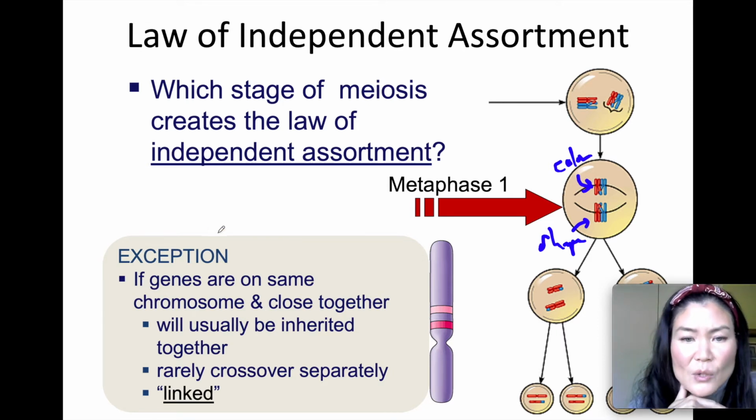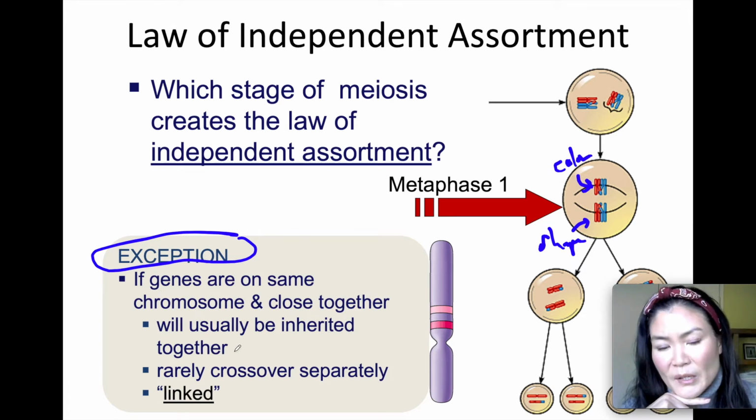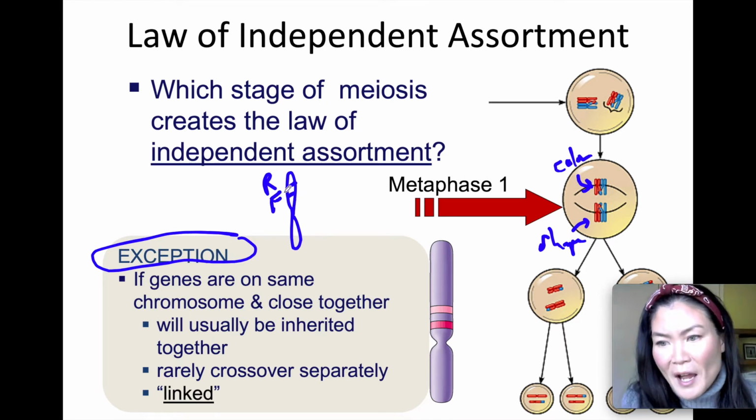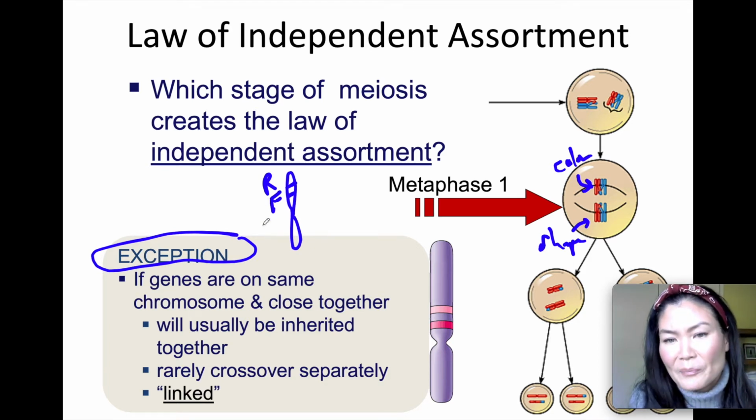The exception is if genes are on the same chromosome and close together, they will usually be inherited together. For example, with humans, I don't know which chromosome it's on, but the gene for red hair and the gene for freckles are on the same chromosome and really close together. So when crossing over happens, they're usually inherited together. Usually when somebody has red hair, they have freckles, because they're on the same chromosome.